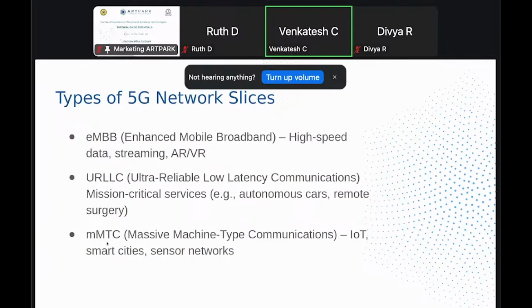And the third one is mMTC. mMTC stands for massive machine type communication. This slice is used for massive IoT deployments. It handles a large number of connected devices with low power consumption.